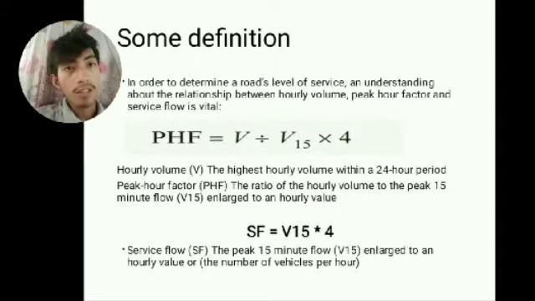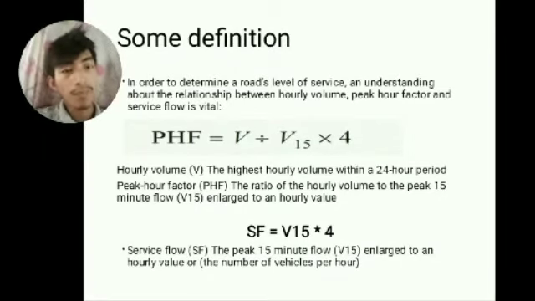To determine a route's level of service, we should have knowledge about the relationship between hourly volume, peak hour factor, and service flow. The formula for PHF is equal to V divided by V15 times 4. This is how we get the peak hour factor. The peak hour factor is the ratio of the hourly volume to the peak 15-minute flow, where V15 is enlarged to hourly volume, and V is the highest hourly volume within 24 hours.